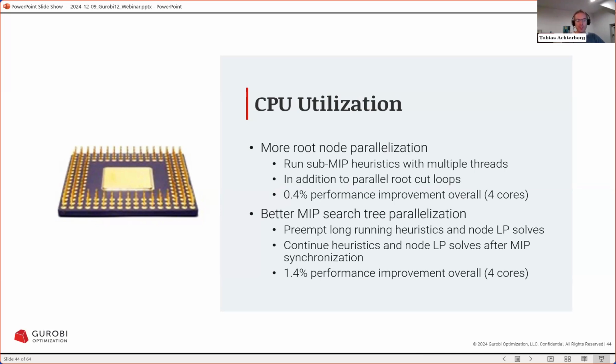So the submip heuristic can now be preempted so that the thread can go back into the synchronization, and then after the synchronization point, resume the submip solve. And that helps a lot for very specific problems. And overall, it gives a 1.4% performance improvement.